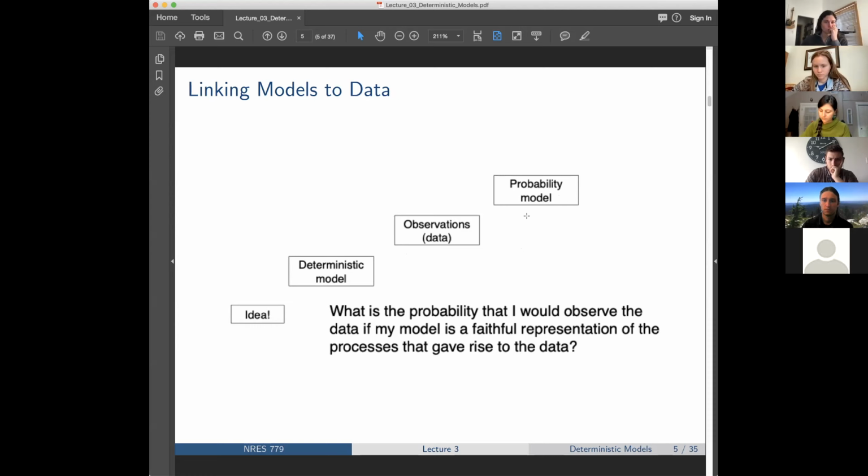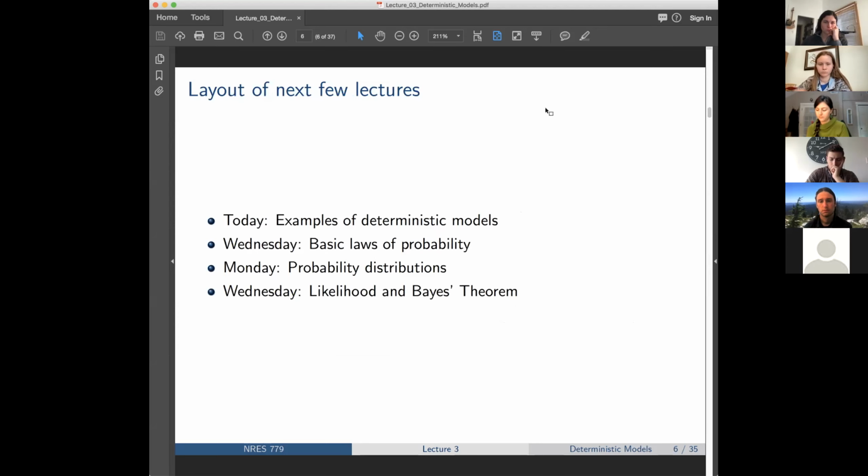And where the statistics comes in is we're going to use this body of theory that describes probability. In the next few lectures, we're talking about deterministic models today. Wednesday, we'll be talking about the basic laws of probability. Monday, probability distributions, and then Wednesday, we'll get into likelihood and Bayes' theorem. So I think the lab covers the first 3 of these topics. So we will probably have the lab either 2 Wednesdays from now or the following Monday. Stay tuned on that.